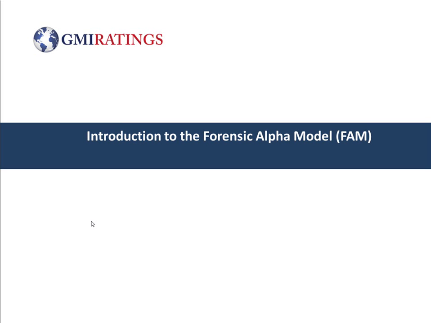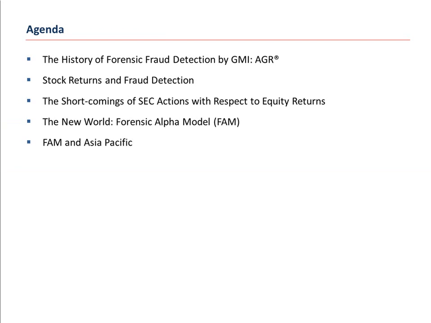So let's start with our introduction to the forensic alpha model, and specifically in Asia Pacific. For our agenda, we'll look at the history of fraud detection by GMI, and the first model we ever created called AGR, the Accounting and Governance Risk Model. Then we'll talk about stock returns and fraud detection.